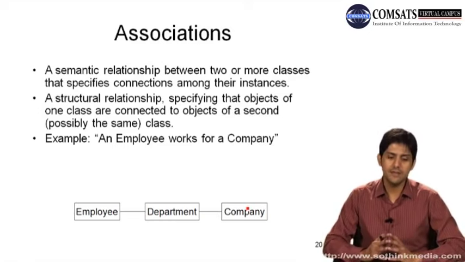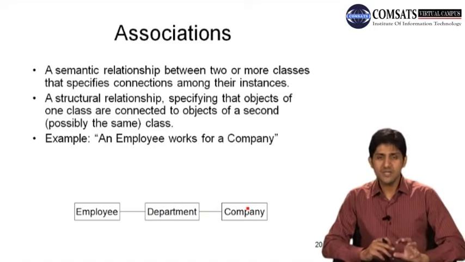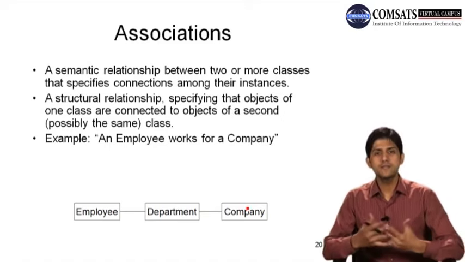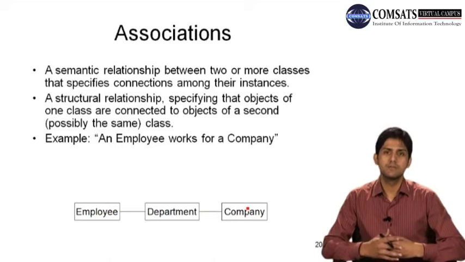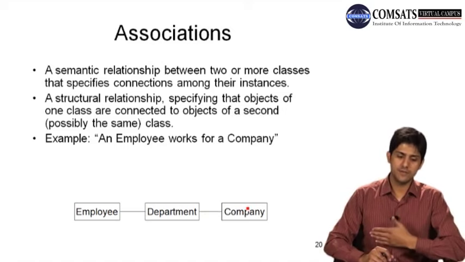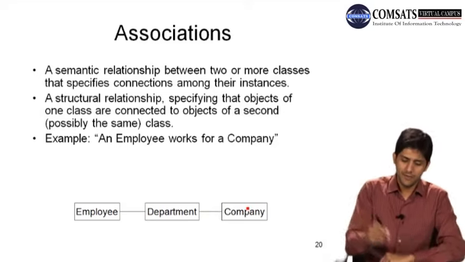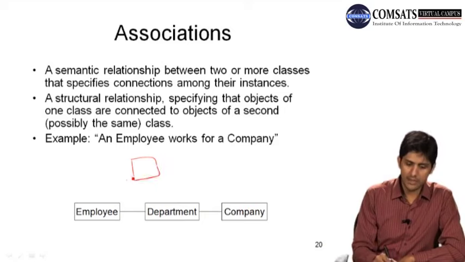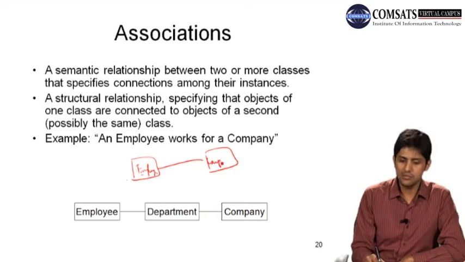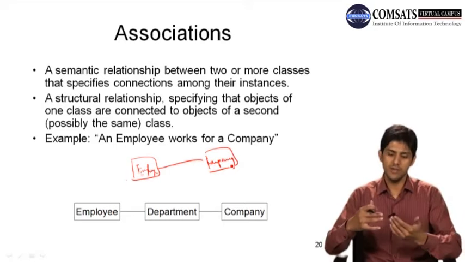An association is a semantic relationship between two or more classes that specifies connection among their instances. Okay, एसोसिएशन के थ्रू हम एक्सप्लेन कर सकते हैं कि ये जो दो ऑब्जेक्ट्स आपस में जुड़े हुए हैं, ठीक है, ये क्यों जुड़े हुए हैं. ठीक है, a structural relationship specifying that the objects of one class are connected to the objects of a second, possibly the same class. For example, an employee who works for a company. Now you have an employee and he works for a company, so you have these two classes and you have a link between them. Now that is showing an association between employee and the company.